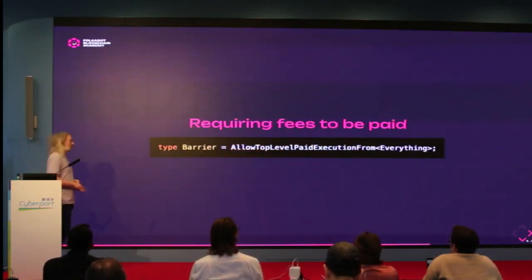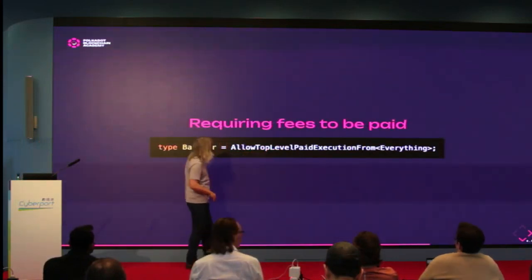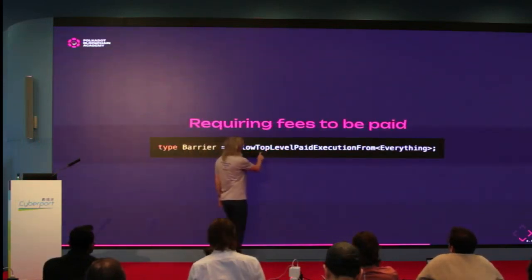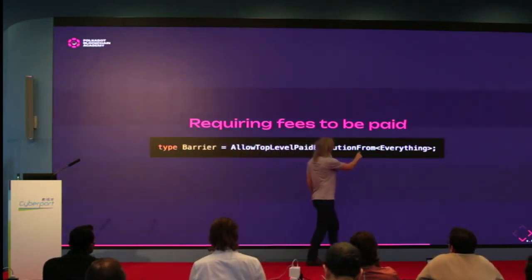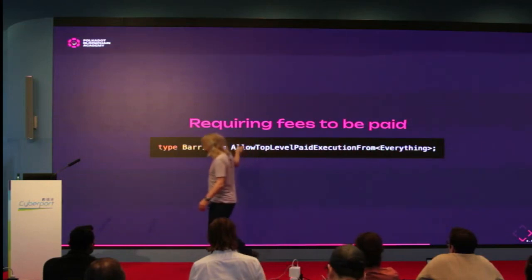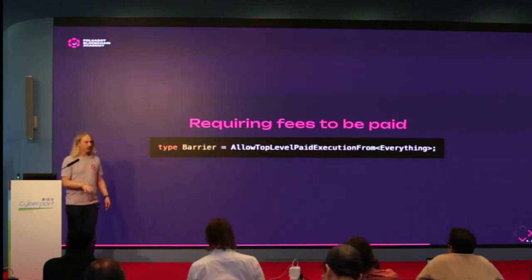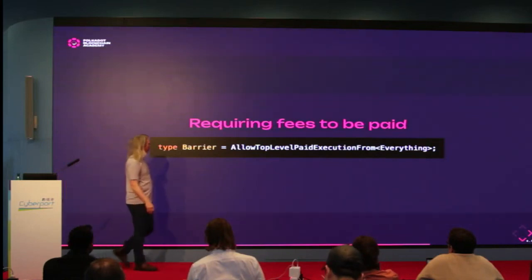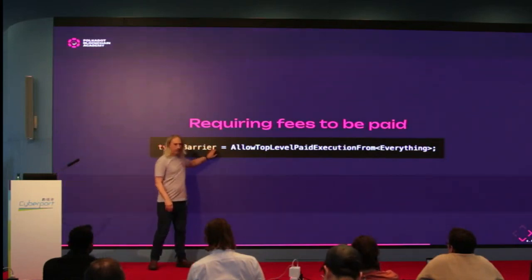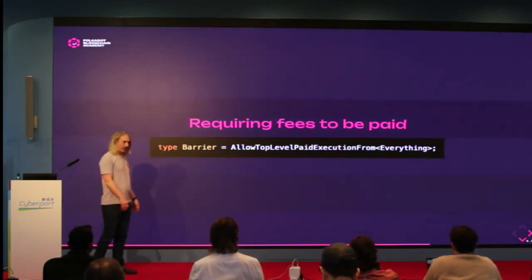And it turns out that we have this rather convenient type called AllowTopLevelPaidExecutionFrom, and then you can say who gets to do it from. In this case, everything. Anyone who pays for their execution gets past the barrier and actually has their program execute.